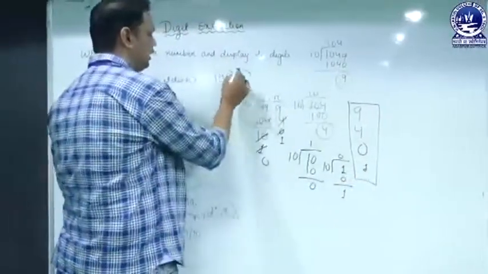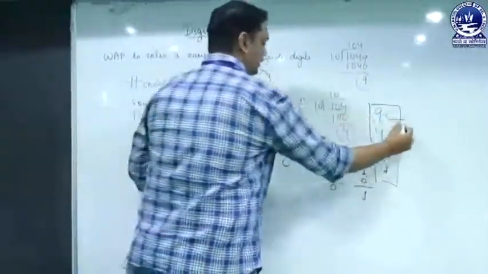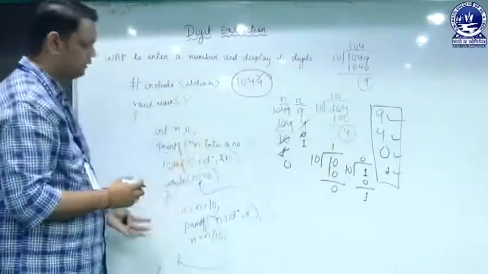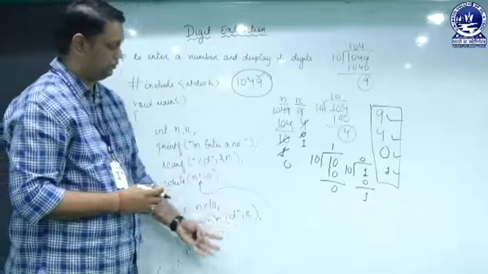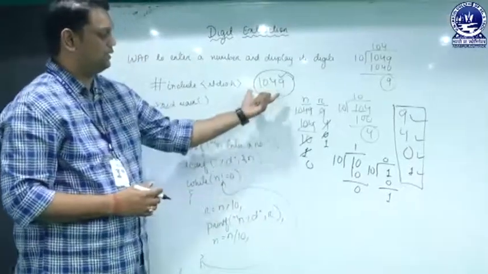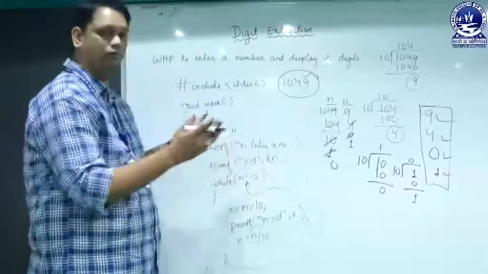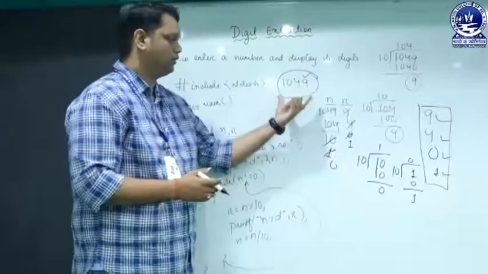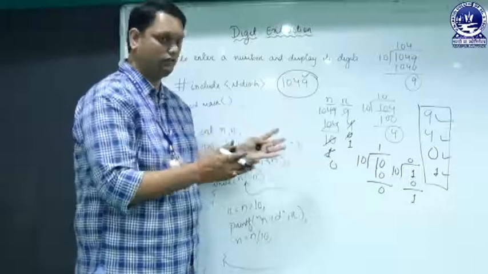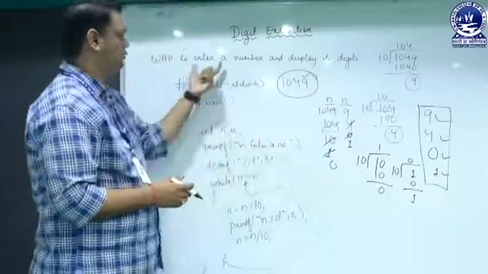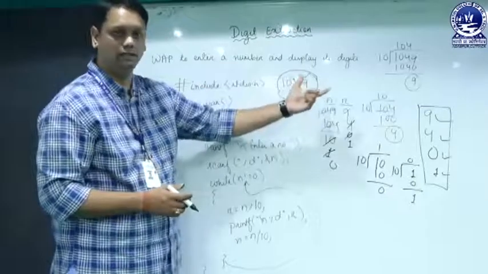That means here was the number and here are the digits. So in this way, following this logic, we can get the digits of any number. That means it can be of any length and we can extract the digits from any length of number in this procedure. So this is all about entering a number and displaying its digits.